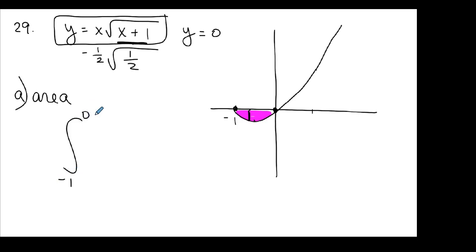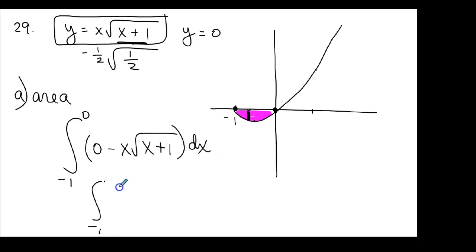The area of a rectangle is length times width. Well, the length of it, top minus bottom, is 0 minus x square root of the quantity x plus 1. The width is dx. So that's how you set up part A.